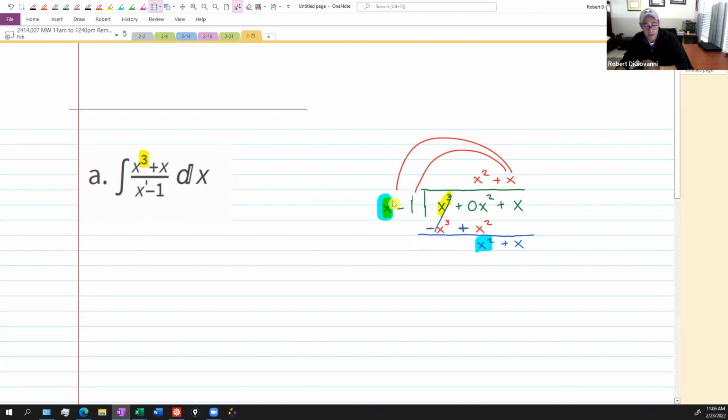X times x gives me x squared. I put it underneath the x squared. And then x times -1 gives me negative x. I put it underneath here. And now I come through again and I subtract. So I subtract here, changes this to add. And then I go down again. So these go away. And then 2x.